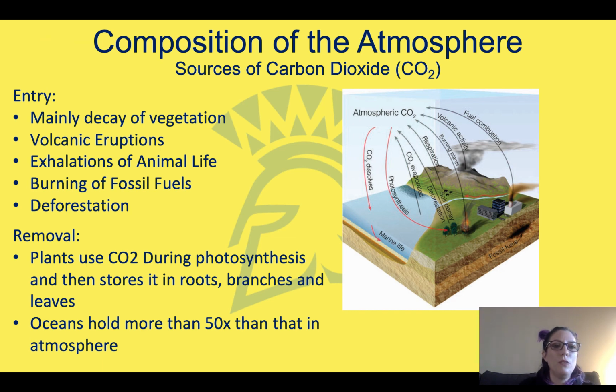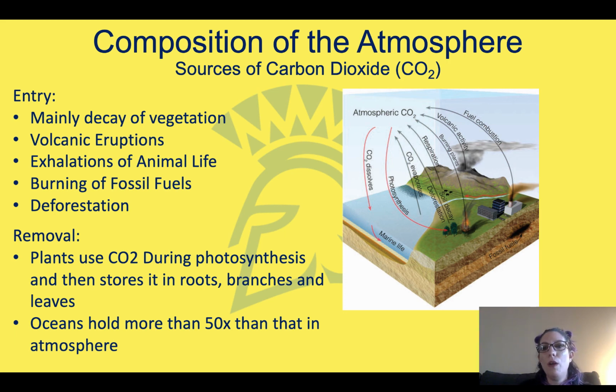Okay, and removal. Plants use CO2 during photosynthesis and then store it in their roots, branches, and leaves. So plants will actually use that CO2. They're going to take it in during photosynthesis, and then it's going to store it in its branches, and then decay will happen, and that's when you're going to start seeing more release. So CO2 actually does go up and down seasonally, depending on where the plants are. Areas that don't have seasons, that don't have the jungles, they're going to have more of a consistent CO2 level. But areas where you have these definite 4 seasons, you'll see more of a fluctuation there.